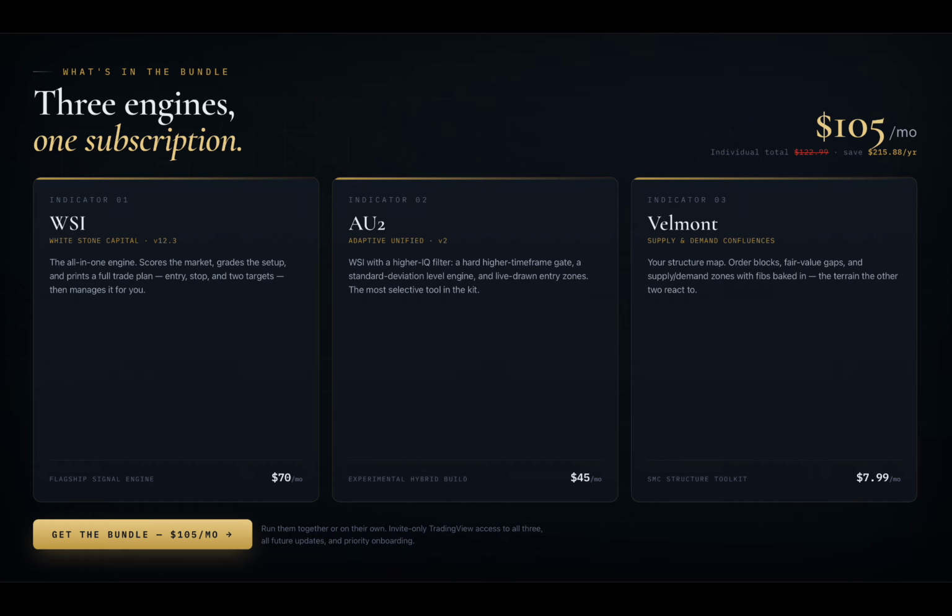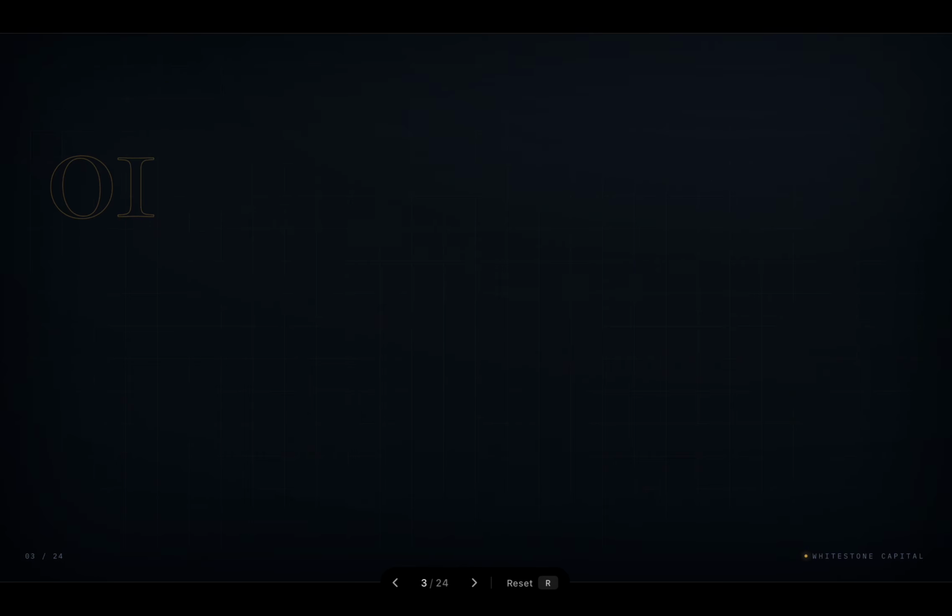Quick map before we start. Indicator 1 is WSI. It scores the market, it grades the setup, and it prints a full trade plan, the entry, the stop, and 2 targets. Indicator 2 is AU2. It takes everything in WSI and adds a higher time frame filter, a standard deviation level engine, and live entry zones. And Indicator 3, Velmont. It is your pure structure supply and demand map. You can run them together or on their own. First, we're going to go with WSI.